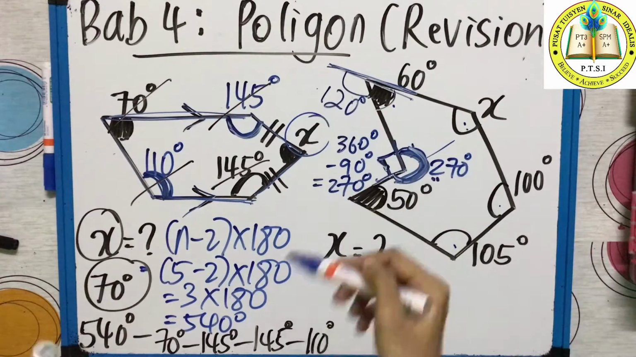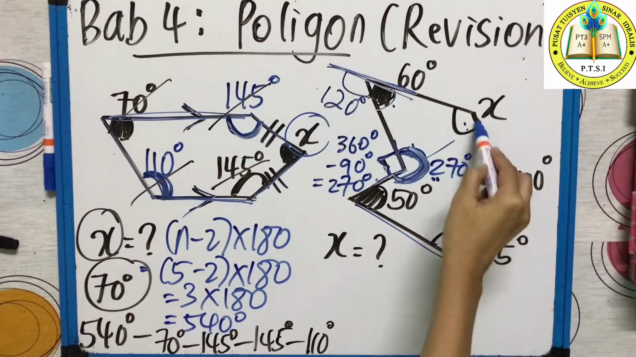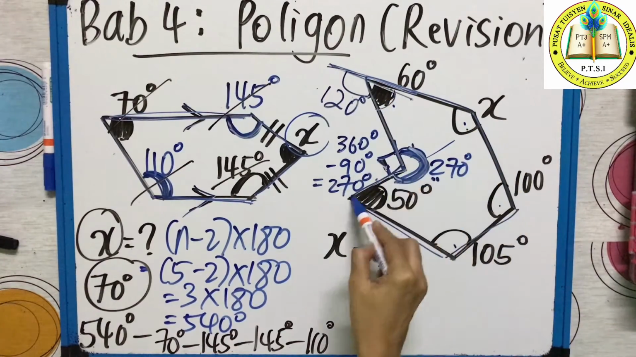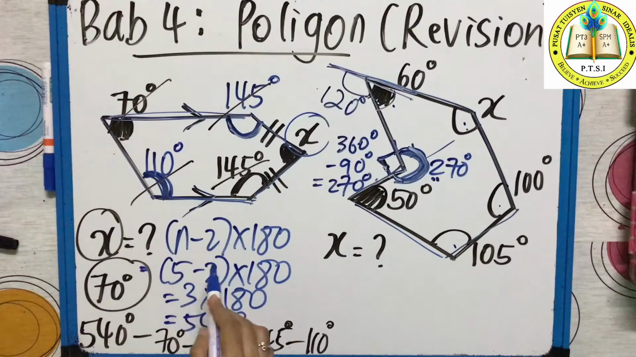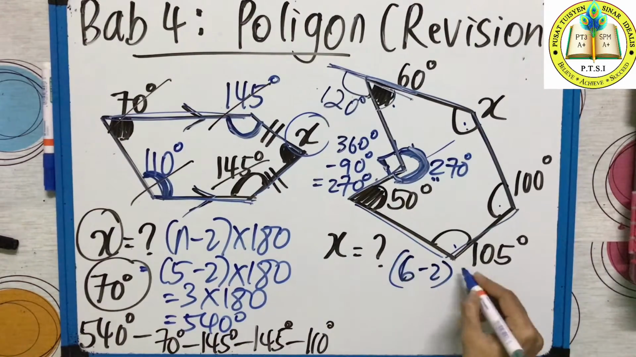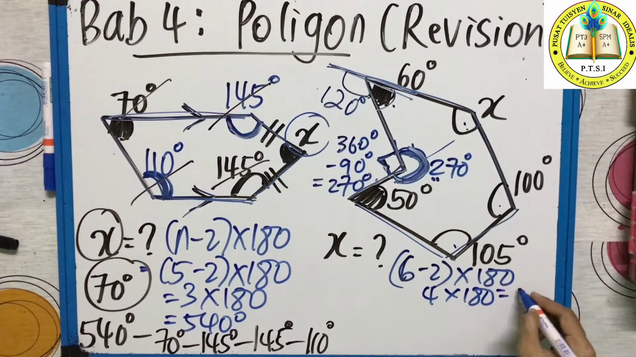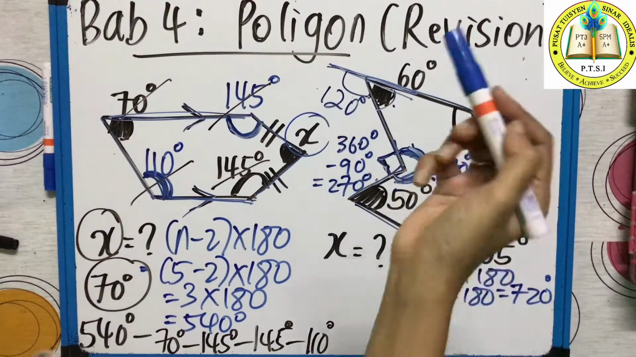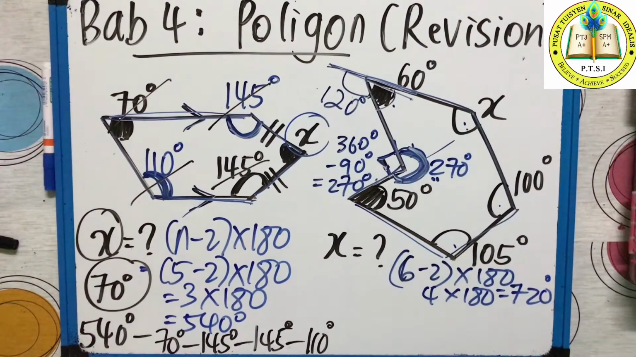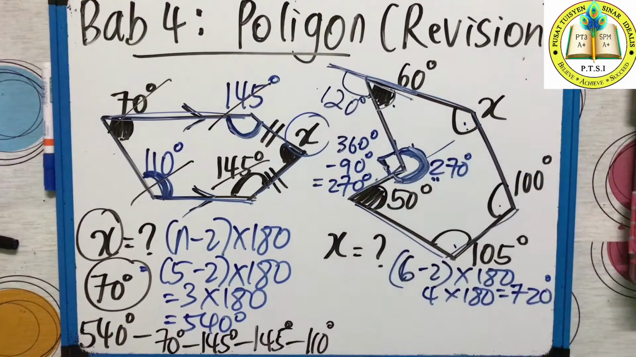Now, how many sides does this polygon have? 1, 2, 3, 4, 5, 6. So again the n minus 2 times 180 formula. 6 minus 2 times 180. So 4 times 180 you get 720 degrees. Maksudnya jumlah sudut pedalaman 720 darjah. You want to get the x, one angle, what are you supposed to do? Okay, teacher show here.